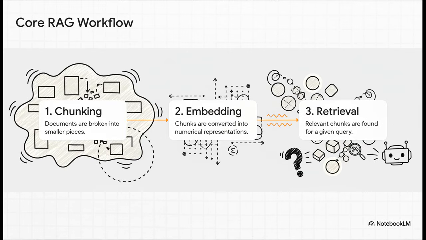We call those chunks. Next, and this is the really clever part, you convert those chunks of text into numerical representations, or vectors. This process is called embedding, and it basically captures the meaning of the text in a way a computer can understand. And finally, when you ask a question, the system searches through all those vectors to find the chunks that are most relevant to your query. It's like finding the exact right paragraphs across 1,000 different books.